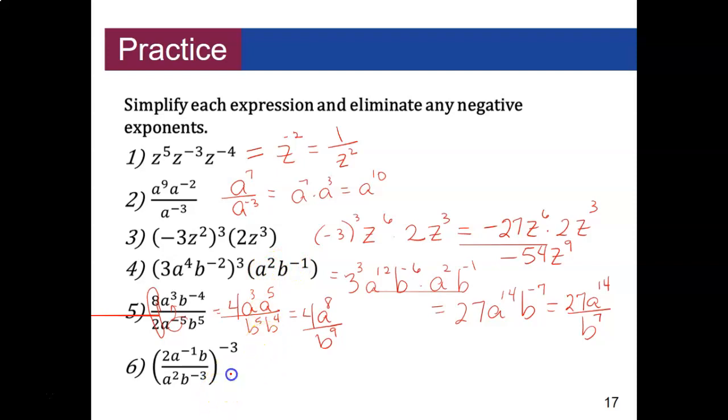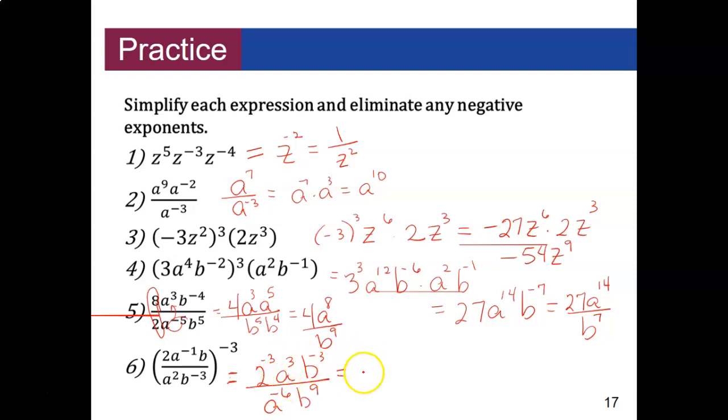And then the last one here, we can flip this whole thing. That would be one option. I actually think on this one, instead of flipping it, I'm going to go ahead, because we've got some negatives in here too, so some are going to cancel and become positive. So I'm just going to take this negative 3 and distribute it through. So 2 to the negative 3, a to the positive 3, b to the negative 3 over a to the negative 6.